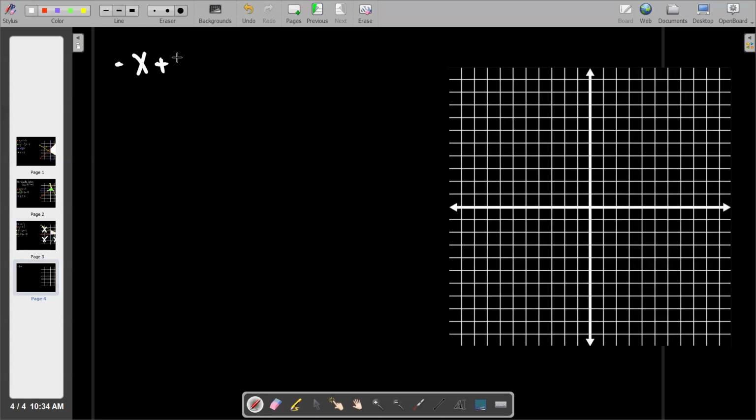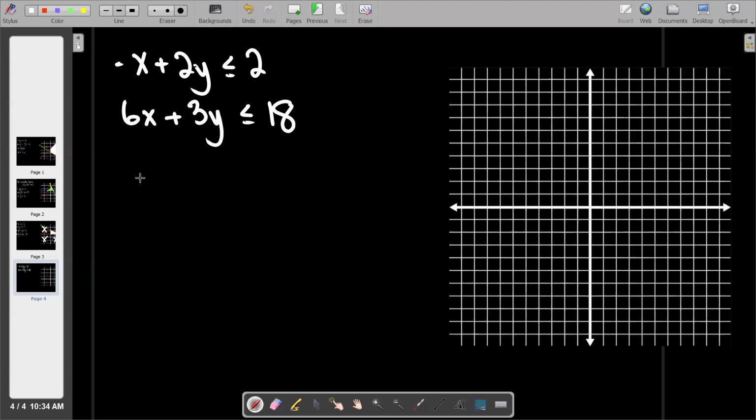Negative x plus 2y is less than or equal to 2. 6x plus 3y is less than or equal to 18. And then here comes the difficult one. What am I going to do to make one of them difficult? Put a minus in front of the y. But we can't avoid these things. Just because it's difficult doesn't mean we run the other way. We practice it until it doesn't bother us anymore. So this last one is negative x minus, watch out, 2y, that's a sign flipper, is less than or equal to 10.